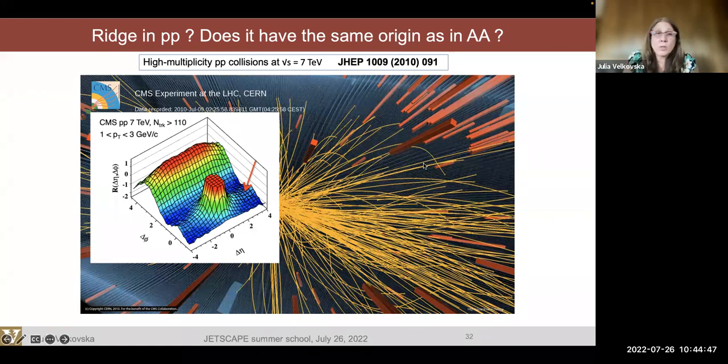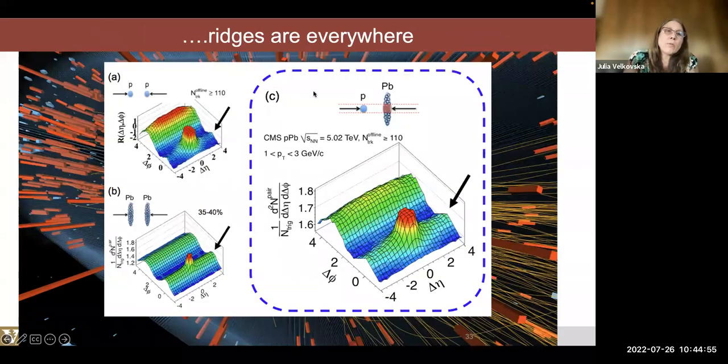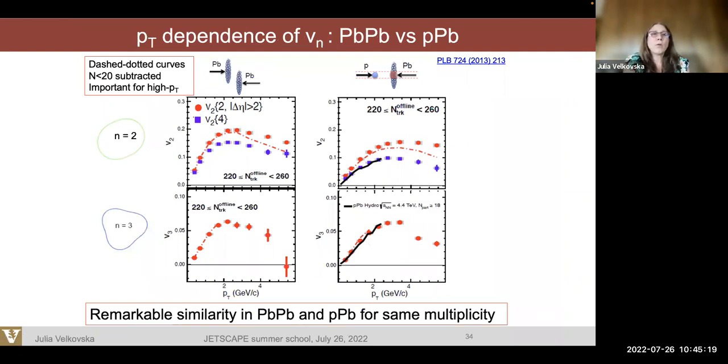So the question is, it looks similar, but is it the same origin as what we see in a large system? It was a subtle effect in pp collisions, but once we started looking at proton-lead collisions, and here is the ridge that we saw there, it was no longer a subtle effect. It was very comparable to what you see in lead-lead collisions. So p-lead is very similar to lead-lead. Of course, then you go ahead and measure the flow components. We measured v2, measured v3, both with 2 particles and with 4 particles, compared to hydrodynamic predictions. And lo and behold, the data was very well described by the hydrodynamic description.